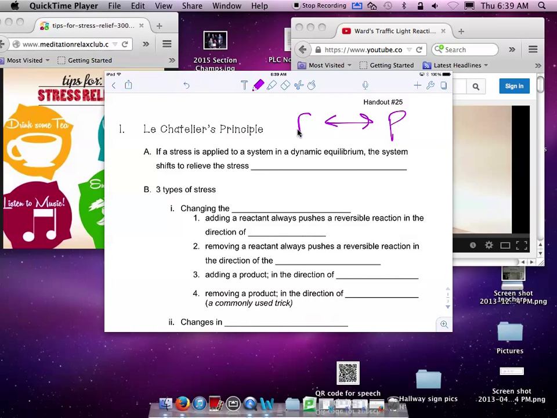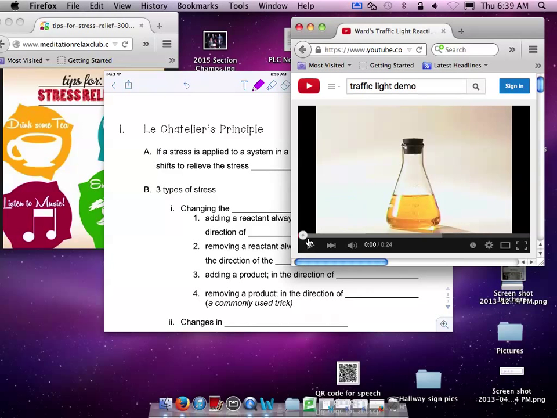So sometimes the reactants act like reactants and go towards the products, but sometimes the products act like reactants and go back to the reactants, and it just goes back and forth. That's called a reversible reaction, and I have a really quick little video to represent that. This is sometimes known as the traffic light demo. You'll see really fast why that is.